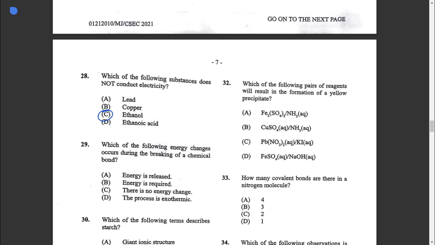29. Which of the following energy changes occurs during the breaking of a chemical bond? All you have to do for this is take a pencil in your hand and try to force it in two, try to break it in two. And you realize that you have to put in energy to break the pencil, right? So imagine that pencil representing a bond. In order to break a bond, you have to supply energy. So energy is required. So 29 is B.